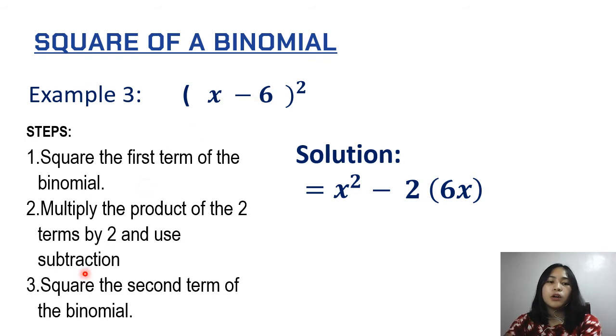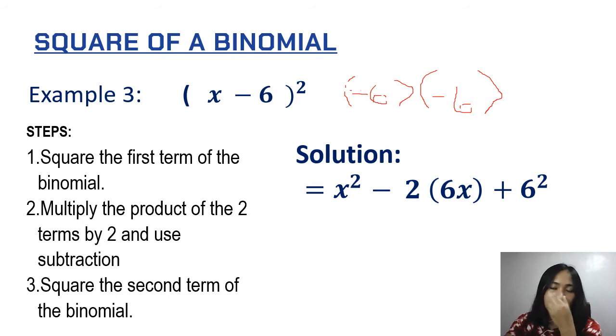So now, for our third step, square the second term of the binomial. So we have 6 squared. So bakit siya plus or bakit siya positive? So as you can remember, diba, third step, we have to square the second term of the binomial. So this one, if square natin si second term, and if we're going to expand this one, magiging negative 6 multiplied by negative 6, right?